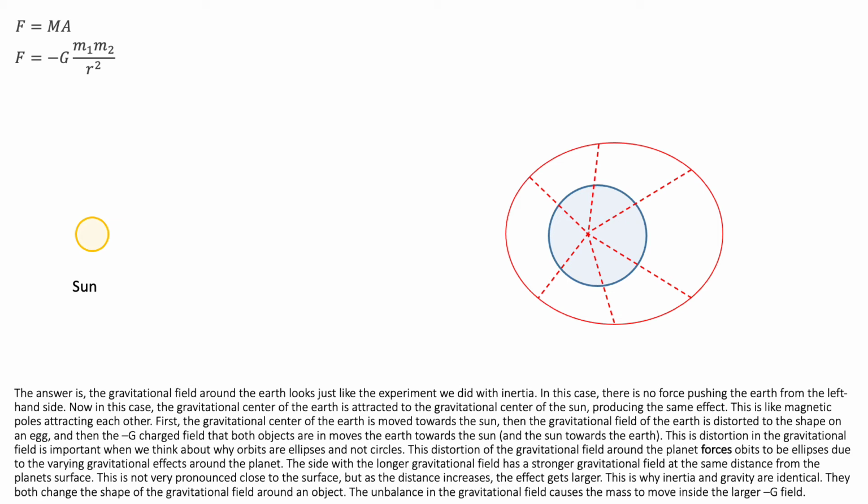The side with the longer gravitational field has a stronger gravitational field at the same distance from the planet's surface. This is not very pronounced close to the surface, but as the distance increases, the effect gets larger. This is why inertia and gravity are identical. They both change the shape of the gravitational field around an object. The unbalance in the gravitational field causes the mass to move inside the larger g field.